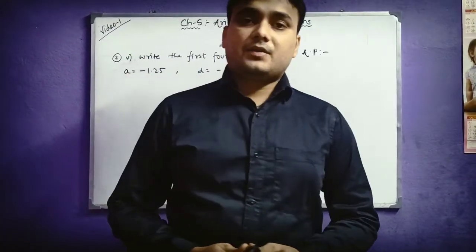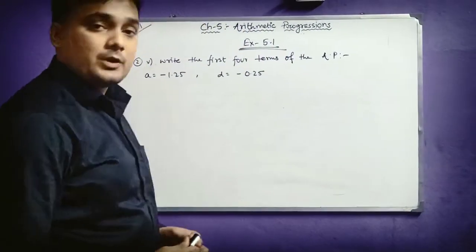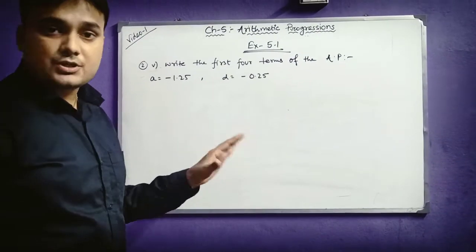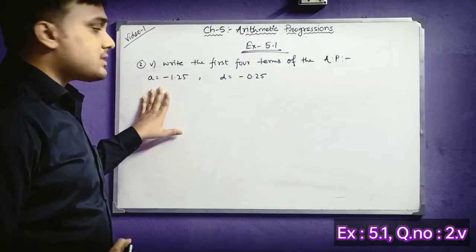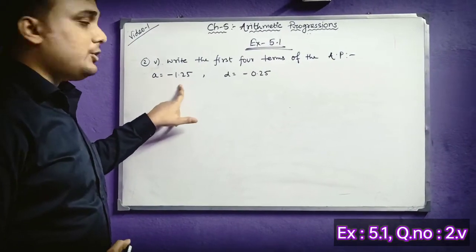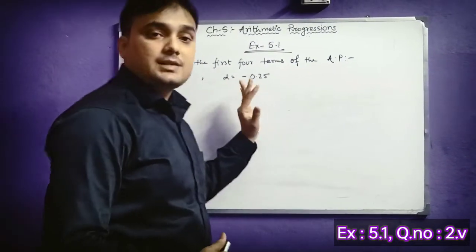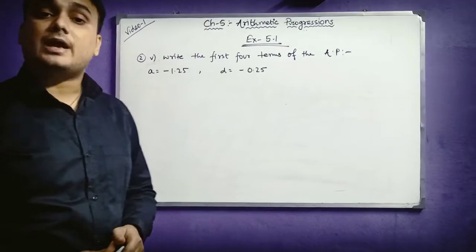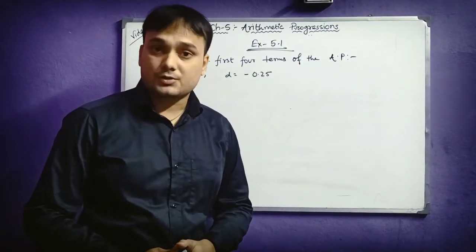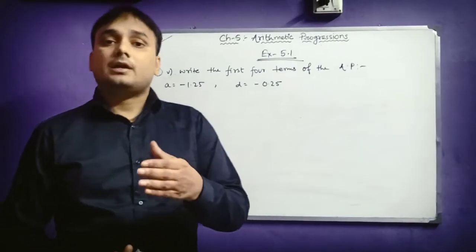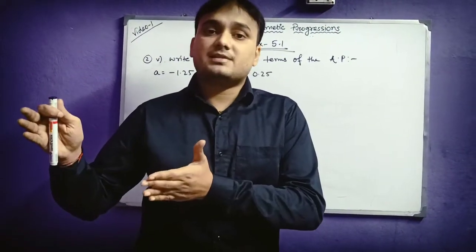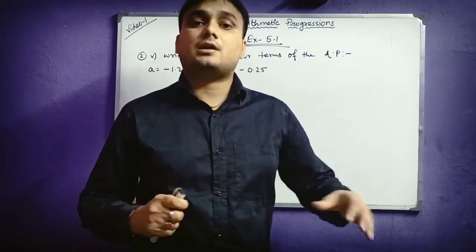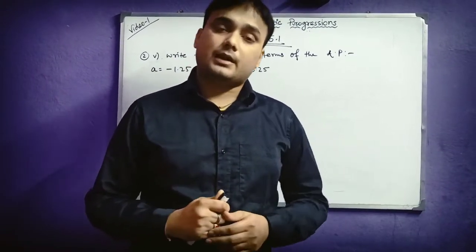Students, I have selected one more question from exercise 5.1 so that you can solve the other questions also very easily. Here the question is very simple. The first term, that is minus 1.25, is given, and the common difference is minus 0.25. Let me tell you that the common difference can be negative also. It's because the sequence can be in decreasing order also. You may see that the first number is a bigger one and the successive numbers are decreasing one by one. Okay, that may also happen.